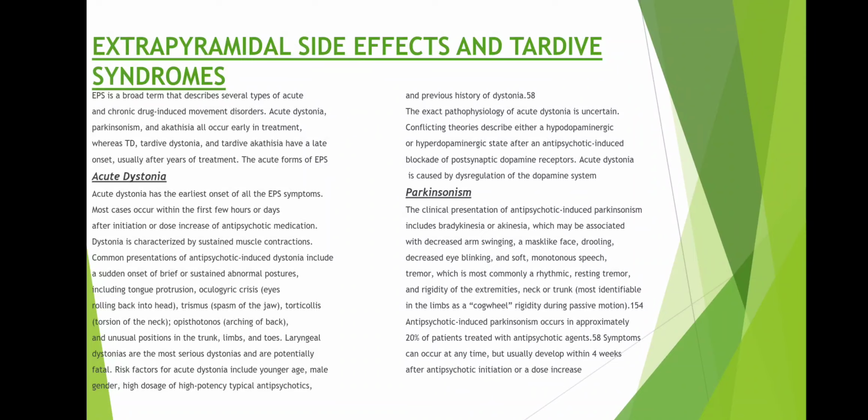The clinical presentation of antipsychotic-induced Parkinsonism includes bradykinesia or akinesia, which may be associated with decreased arm swinging, mask-like face, drooling, decreased eye blinking, and soft monotonous speech. Tremors, most commonly a rhythmic resting tremor, and rigidity of the extremities, neck, or trunk.